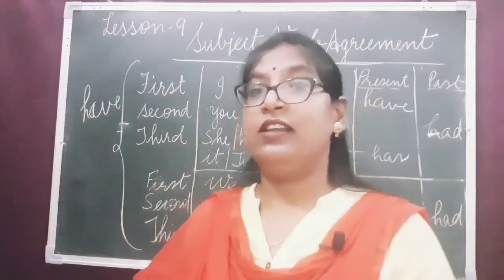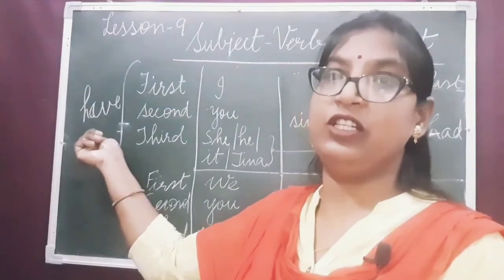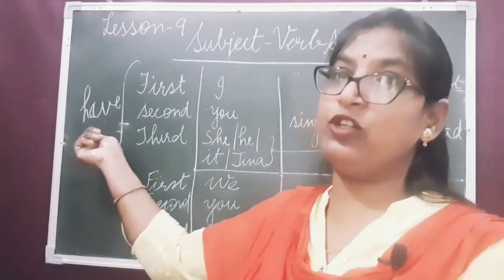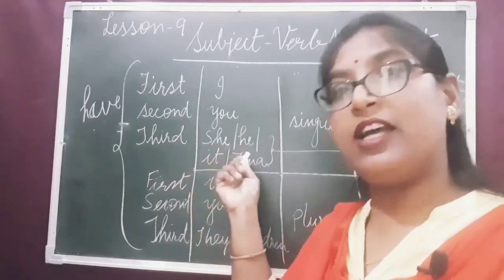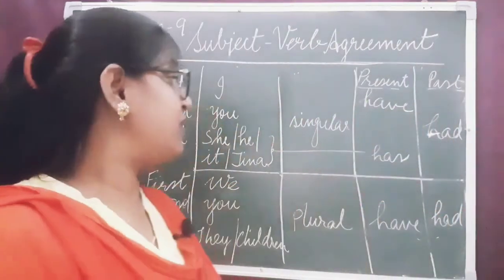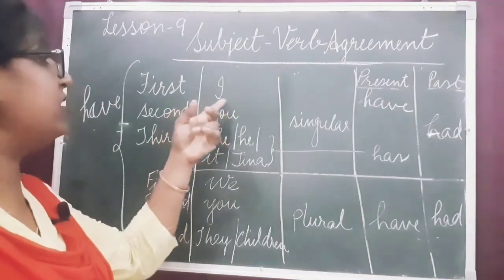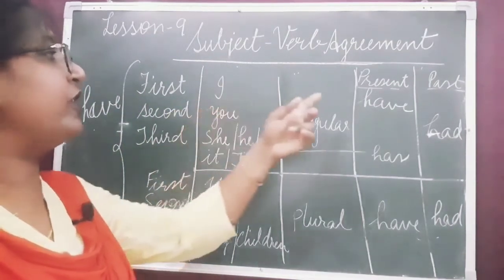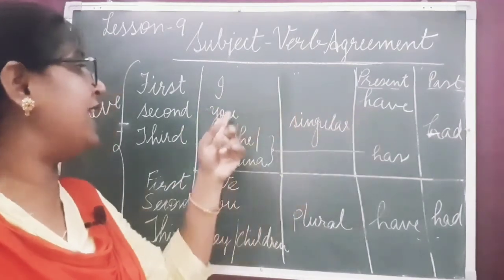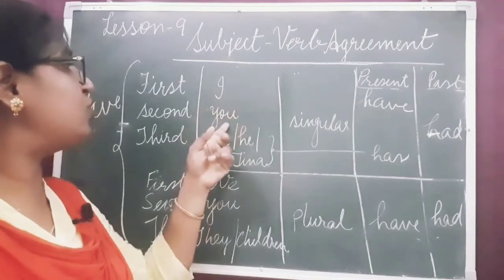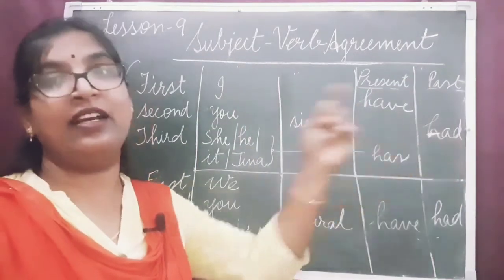Dear children, let us now see the form of have verb. Different forms of have verb according to the person and number. If the pronoun I is the first person, singular in number, we use have. With I we always use have. I and you, with these two pronouns we use have in present tense and had in the past tense.